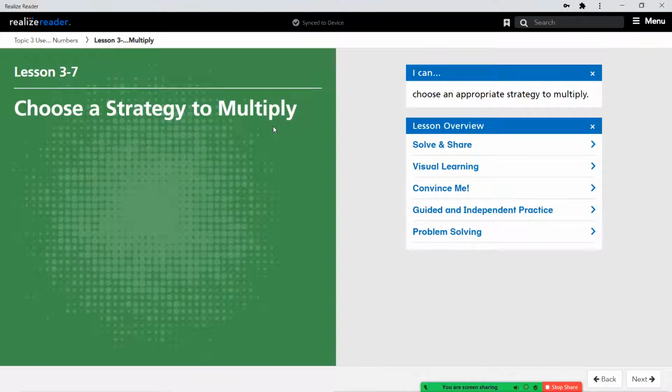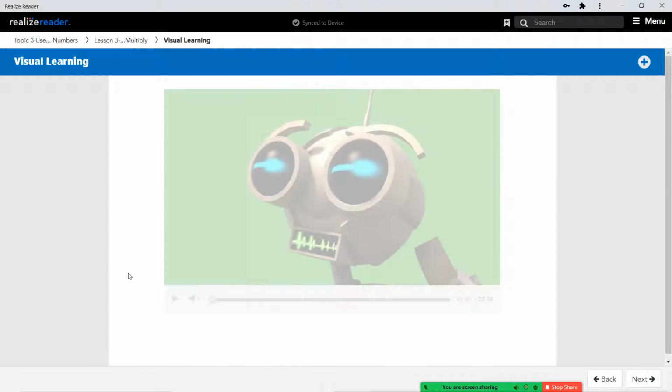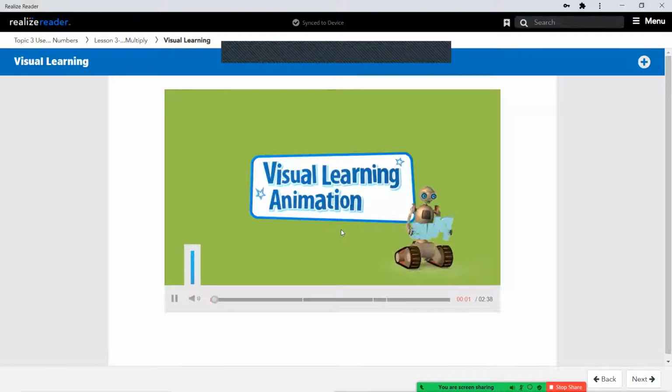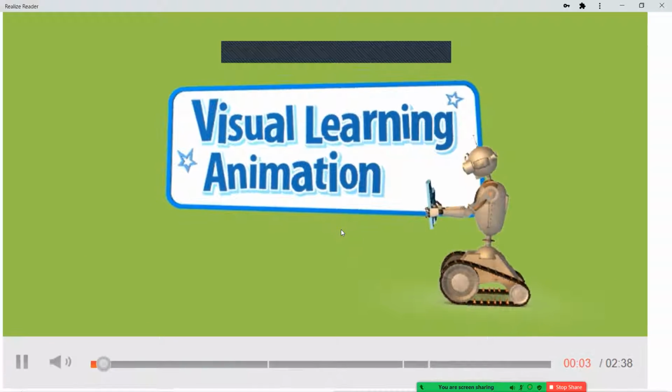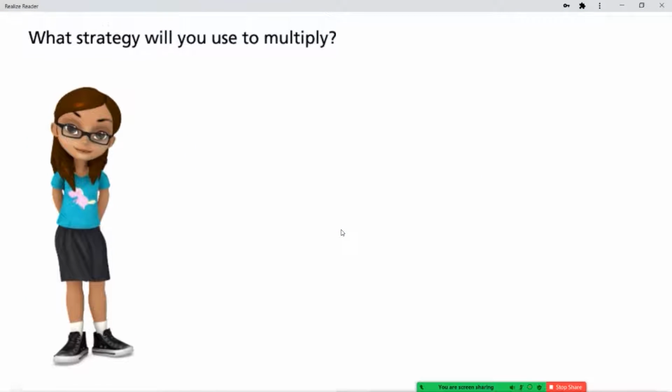In this lesson, we're going to work on choosing a strategy to multiply. Now, throughout this chapter, we've learned several different strategies. We're going to find different ways to use them to help us solve different multiplication equations. What strategy will you use to multiply?